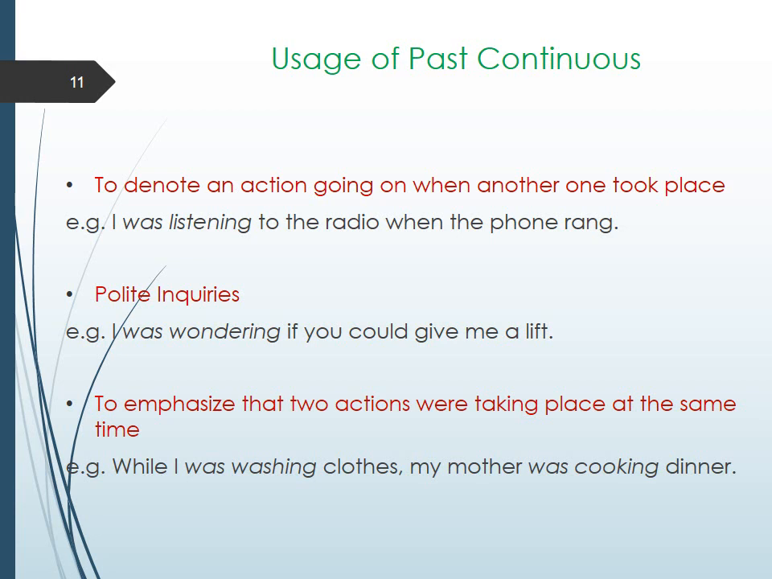Usage of past continuous. It is used to denote an action going on when another one took place. For example, I was listening to the radio when the phone rang. For polite inquiries also, we use past continuous. I was wondering if you could give me a lift. To emphasize that two actions were taking place at the same time. For example, while I was washing my clothes, my mother was cooking dinner.